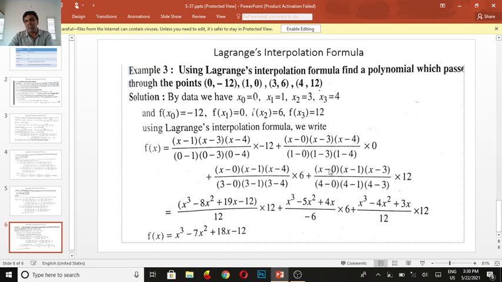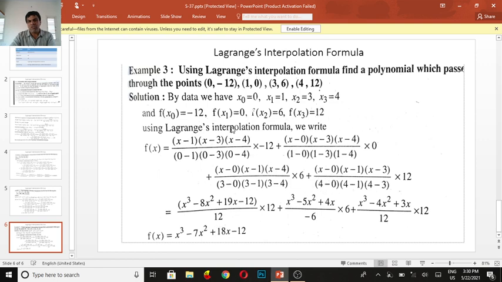Similarly, substituting all these values, we get x cube minus 8x square plus 19x minus 12 divided by 12 into minus 12, because f of x0 is minus 12, so that gets cancelled. Plus x cube minus 5x square plus 4x divided by minus 6 into 6, plus x cube minus 4x square plus 3x divided by 12 into f of x3 which is 12. So 12 gets cancelled, 6 gets cancelled, 12 gets cancelled.